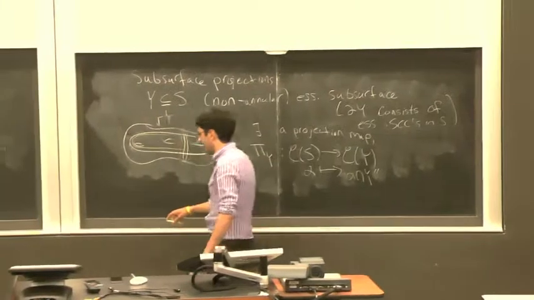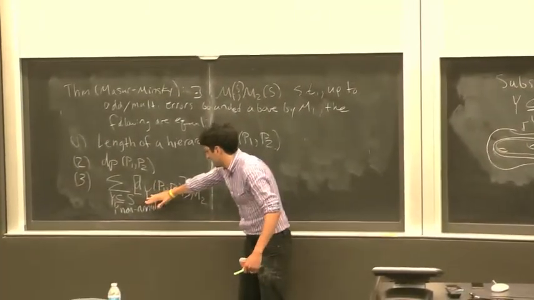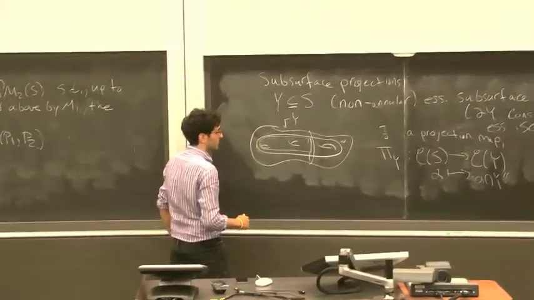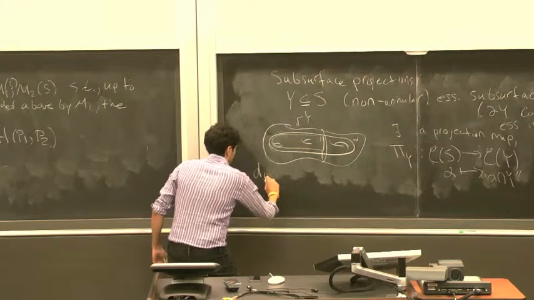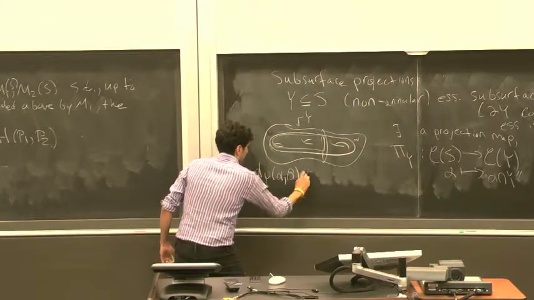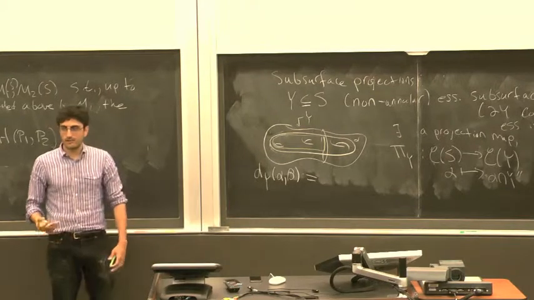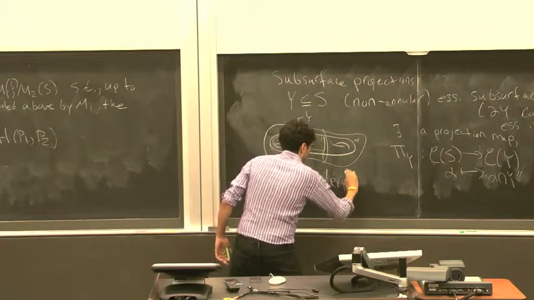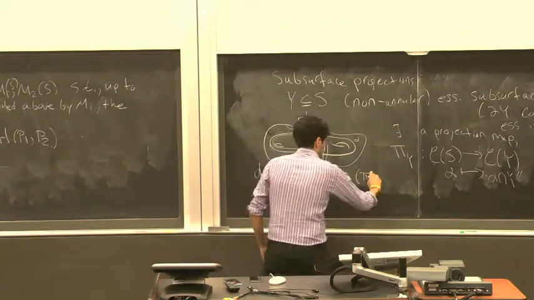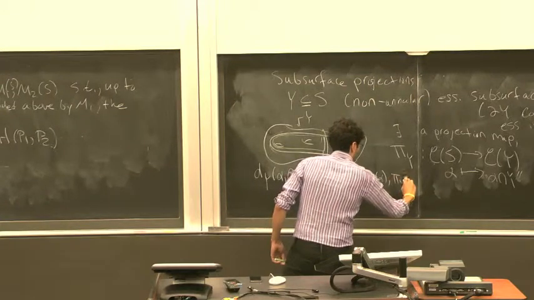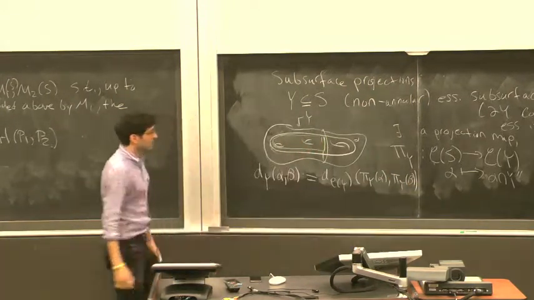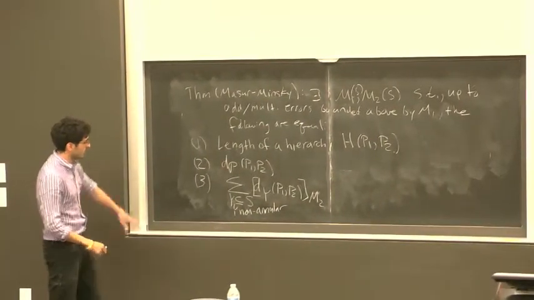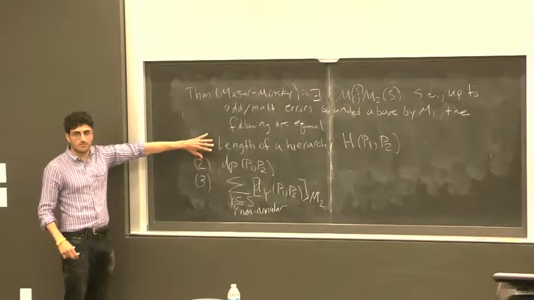And I can define what I've written here. This is subsurface distance. If I have two simple closed curves, alpha and beta, then d sub Y of alpha beta is just equal to the distance in the curve graph of Y between their projections, the distance in the curve graph of Y between pi Y of alpha and pi Y of beta. Okay? So that's it. So now, hopefully, the part of this theorem which doesn't talk about bullet point one makes sense to everybody in the room, right?